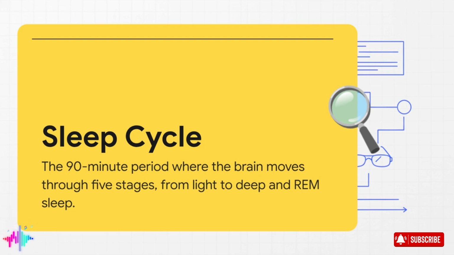You know that groggy, disoriented feeling we call sleep inertia? That's what happens when you wake up mid-cycle. So the hack is simple but powerful. Wake up at the end of a cycle. That right there is the key to feeling sharp and refreshed the moment your eyes open.